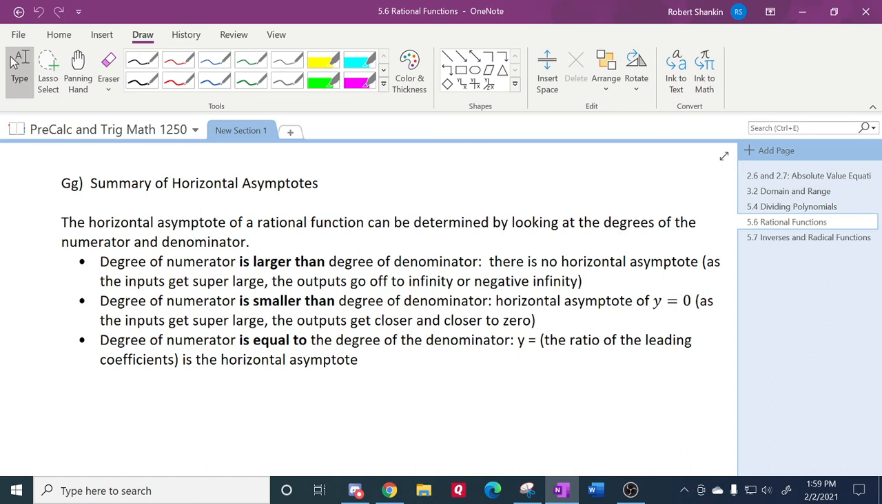If the degree of the top is smaller than the degree of the bottom, then we have a horizontal asymptote of y equals 0. As the input gets super large, the outputs get closer and closer to 0. And if the degree of the numerator is equal to the degree of the denominator, then y is equal to the ratio of the leading coefficients. That's the horizontal asymptote.